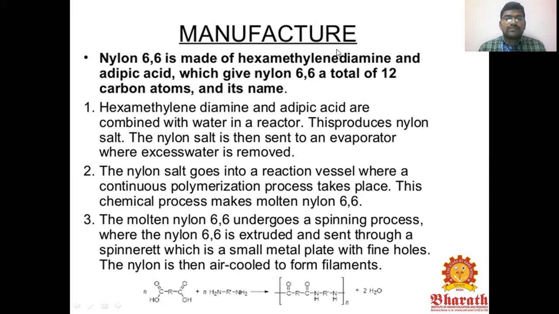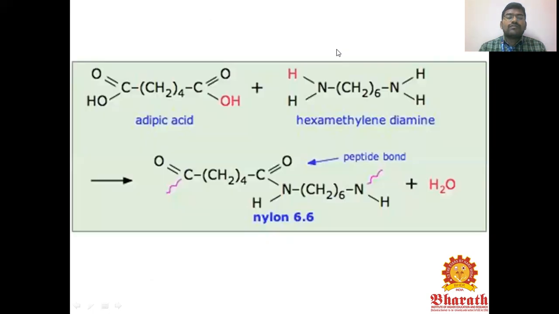The molten nylon 6,6 undergoes the spinning process, where it is extruded through a spinneret, a small metal plate with fine holes. The nylon 6,6 is air cooled to form a filament. In this case, the nylon 6,6 is made from hexamethylene diamine, NH2(CH2)6NH2, and adipic acid, HOOC(CH2)4COOH. The adipic acid reacts with hexamethylene diamine and condenses through polymerization to form nylon 6,6, with the release of a water molecule. A peptide linkage bond is formed in this material.